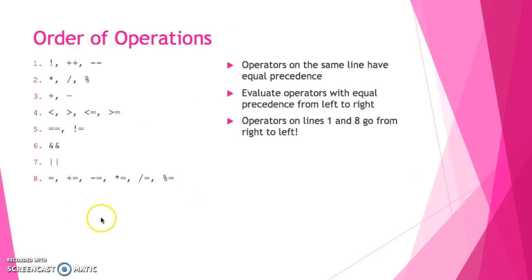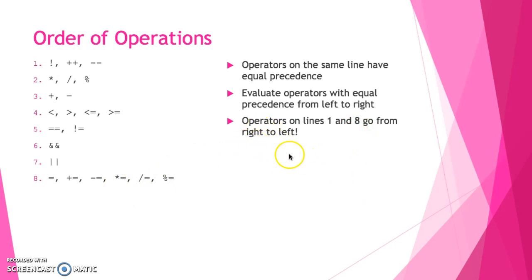All right, in terms of order of operations, this right here lists out our order of precedence. The not and the plus plus and the minus minus happen first. And then we have our multiply, divide, modulus, add, subtract. Then we have all of our comparisons, our equals equals, not equals, and then and, or, and then finally these assignment operators. Everything on the top goes from left to right, and then the assignment operators go from right to left.